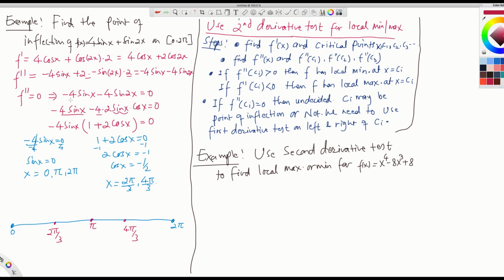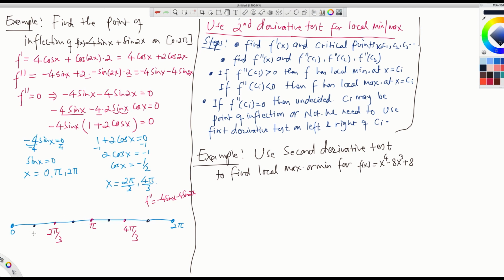So what is f double prime? This value is the f double prime. We need to find out the sign of f double prime in each of these pieces. We will pick different test points, right? So f double prime equals negative 4 sine x minus 4 sine 2x. What I suggest is you enter this in your calculator and plug in the test points there. Let me pick a test point here, here, here, and here.